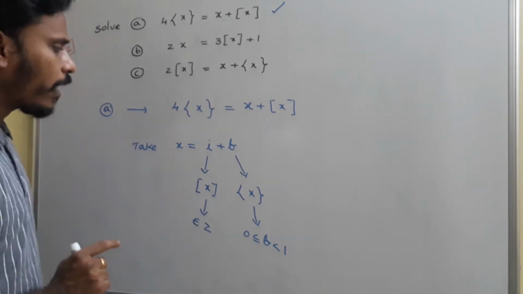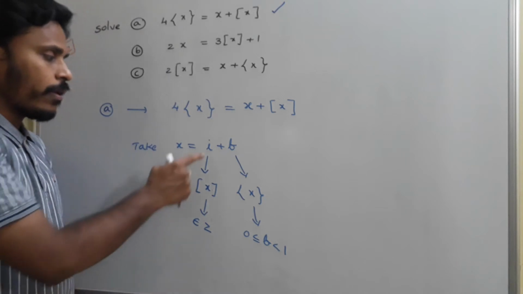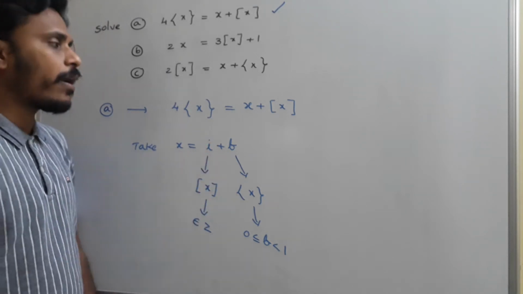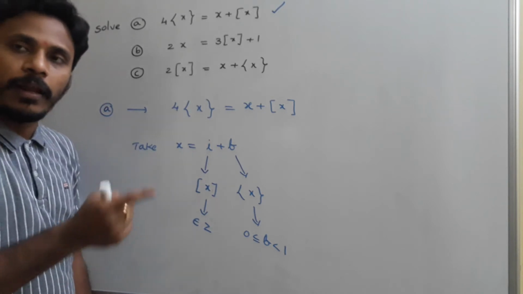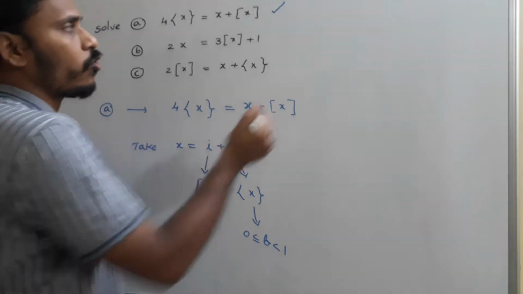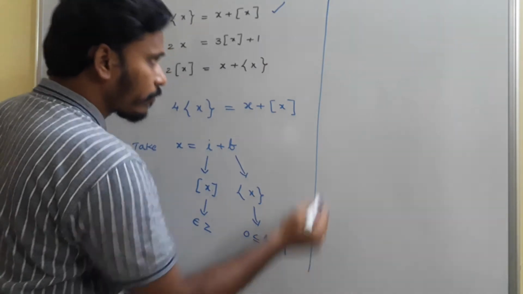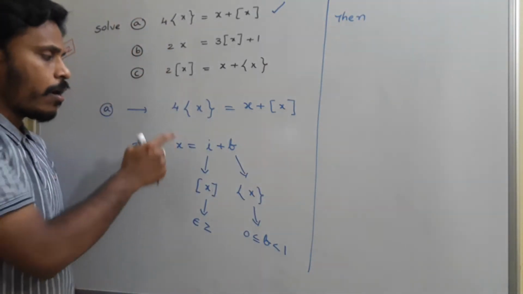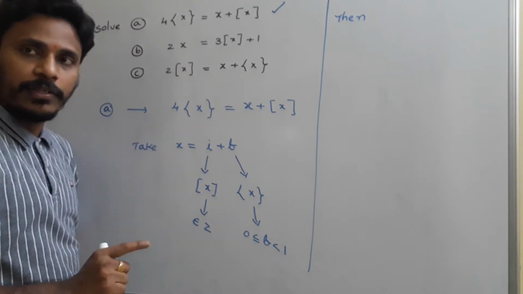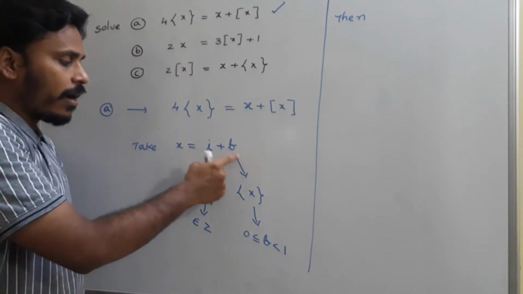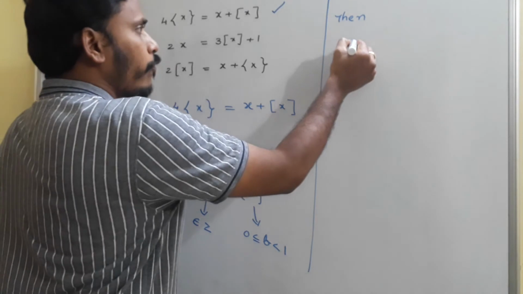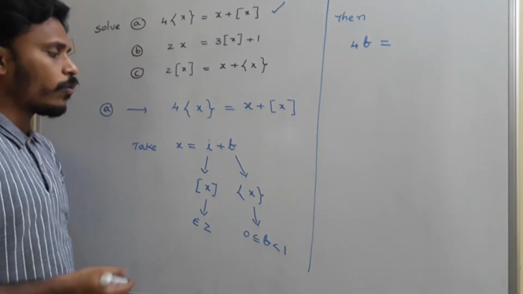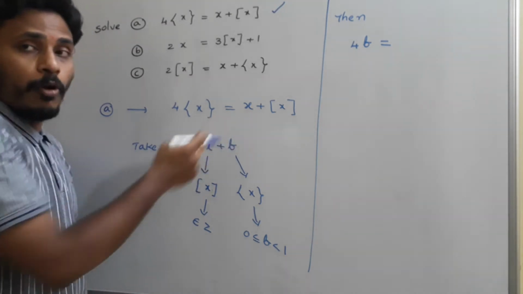For my convenience I usually use I for the integral part and f for the fractional part. Now try to convert the given problem in terms of this I and f. Then the given problem will become like this: 4 times the fractional part of x. Here this is x and its fractional part is f. So 4 times the fractional part of x is nothing but 4f, that is equal to x. The given problem is like this.